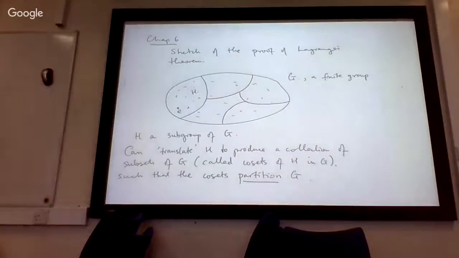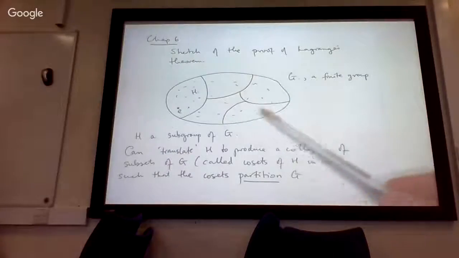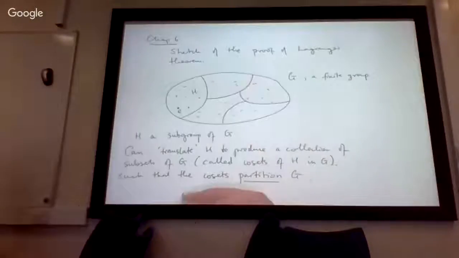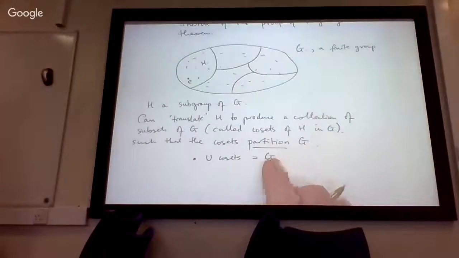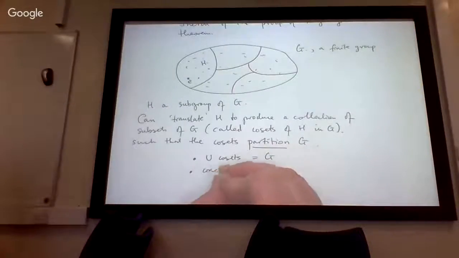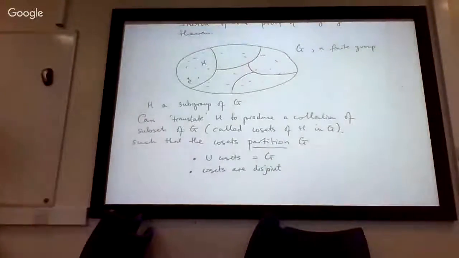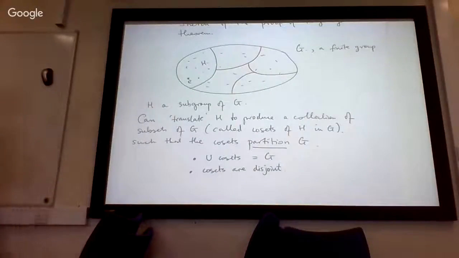Partition is a technical term, it has a precise meaning. So it's a collection of subsets. If you take the union of all of them, you get G, right? So every element is in at least one of the cosets. No elements are skipped out. So the union of the cosets equals G. The second condition is that the cosets are disjoint. Two different cosets have no overlap. That's the two parts of being a partition of a set.